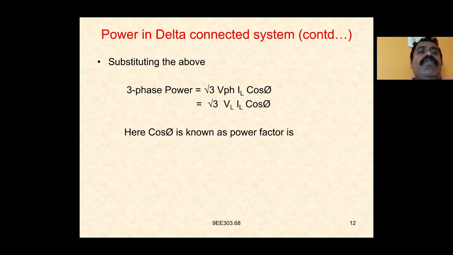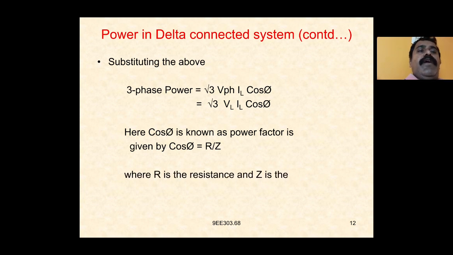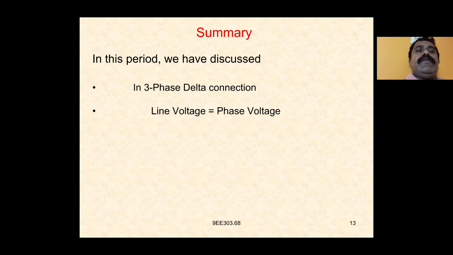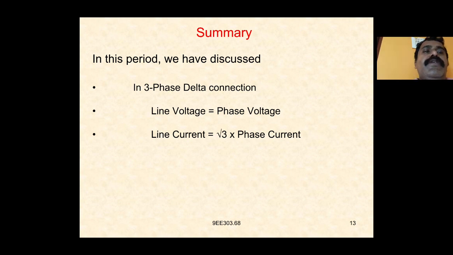Therefore cos phi is known as the power factor, and cos phi is equal to R by Z, where R is the resistance and Z is the impedance of the winding. So in this session we have discussed that in 3-phase delta connection, line voltage is equal to phase voltage, line current is equal to root 3 of phase current. Delta connection is nothing but a parallel connection where the voltage remains the same and the current is divided.